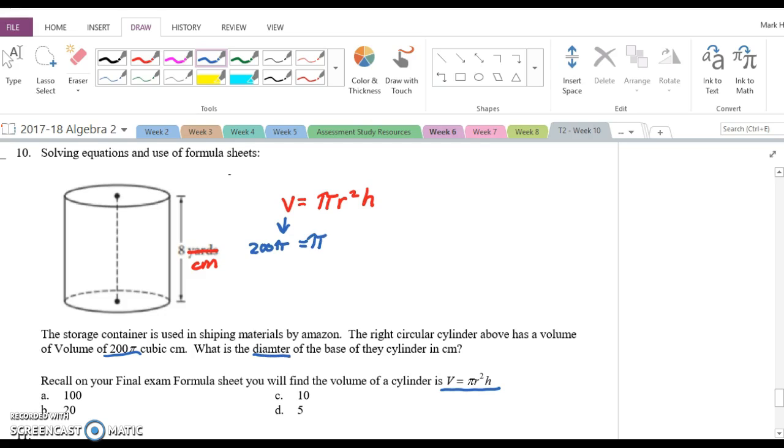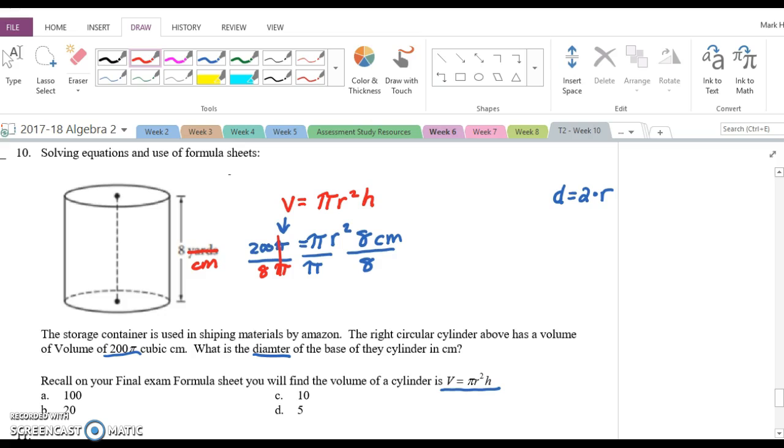You're asked for diameter, which doesn't show up in my formula, but we know that the diameter is equal to twice whatever the radius is. So we can find that radius, and we know the height is 8 centimeters. So we can divide everything on the right. We can divide by 8, and we can divide by pi on both sides.